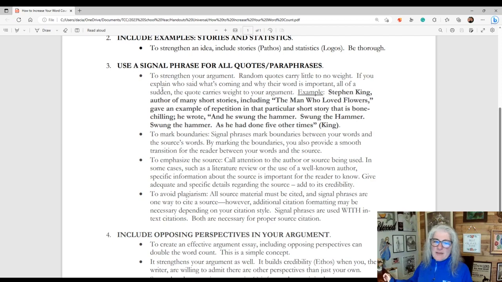Here's an example. Stephen King, author of many short stories, including The Man Who Loved Flowers, gave an example of repetition in that particular short story that is bone-chilling. He wrote, "and he swung the hammer, swung the hammer, swung the hammer, as he had done 5 other times." You tell who said it and why that person's word is important.